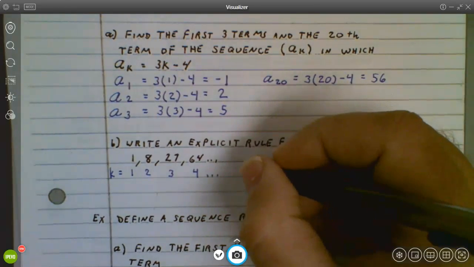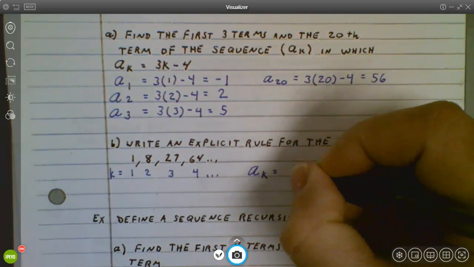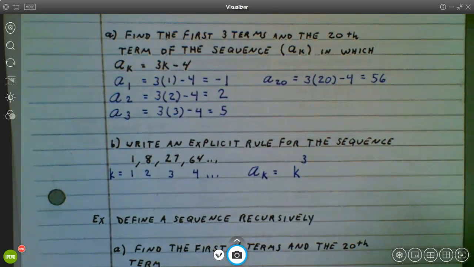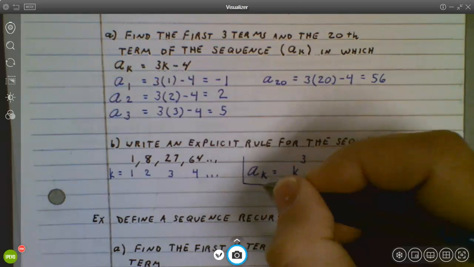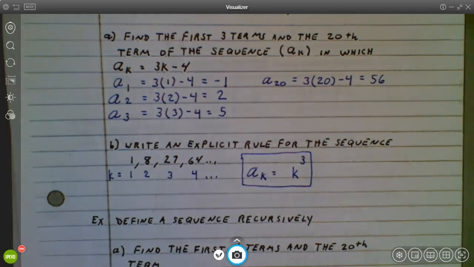So what we did was, we took our k value and raised it to the 3rd power. And so this now is the explicit rule for that sequence. And now I could use that explicit rule to find any term I want. So now if I said, okay, what's the 10th term? Well, 10 to the 3rd power would be the 10th term. So anyway, that's just a good process for looking at this in order to figure out the explicit rule that we get right here.